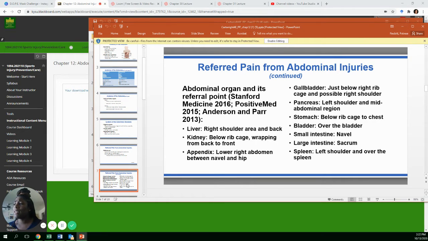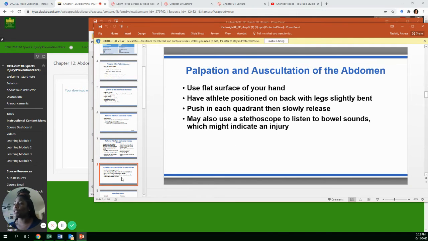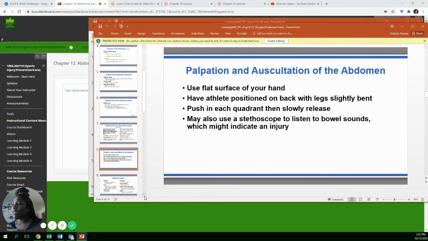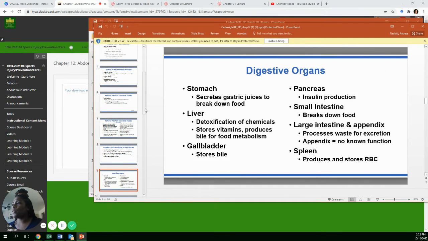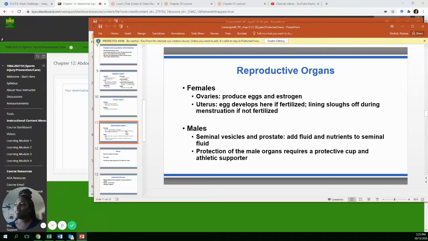As far as if an athlete is complaining about a particular injury in the abdominal region, pay attention to where they're pointing and what they say hurts as far as the injury is concerned. Okay, auscultation and palpation: knowing what to touch for, what to listen for if your athlete is injured. Okay, you need to know the differences between your digestive organs, your urinary organs, and your reproductive organs. These aspects are very important in knowing how to identify them.